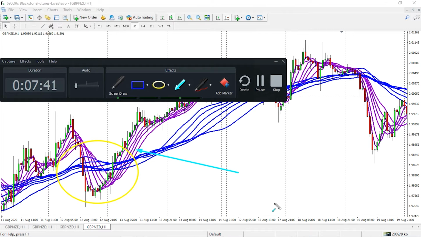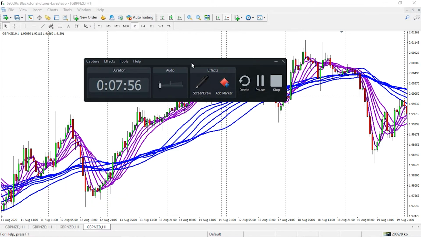Okay, so simple moving average crossover technique that we have covered a lot of times within our particular strategies. But a lot of you will be familiar with this technique already in your own personal capacity.